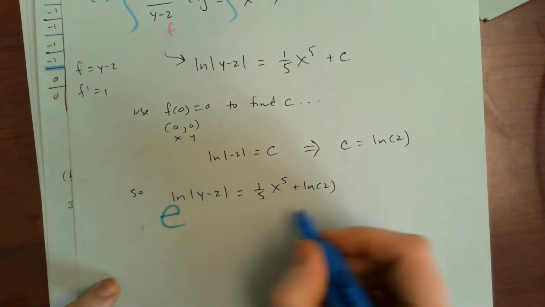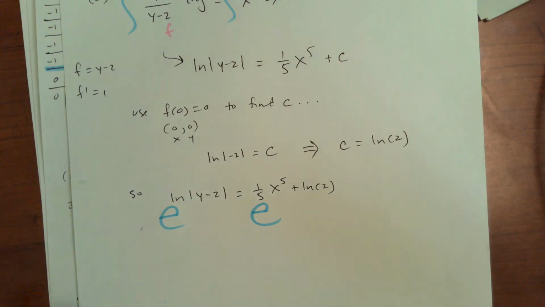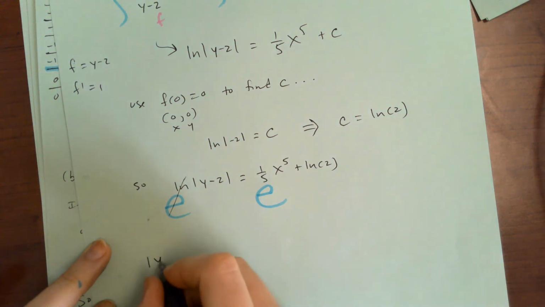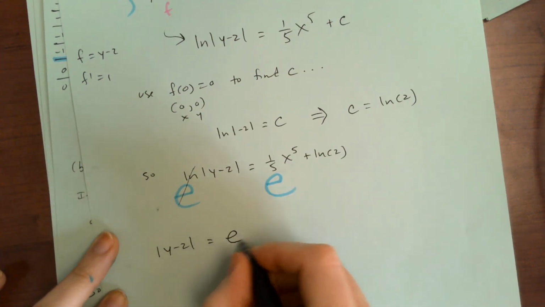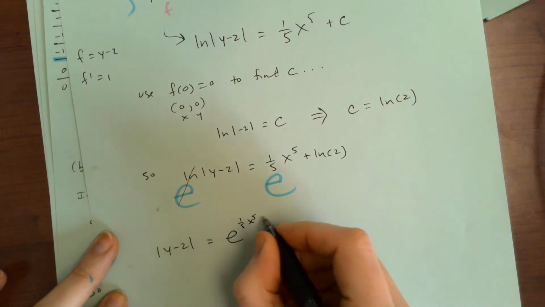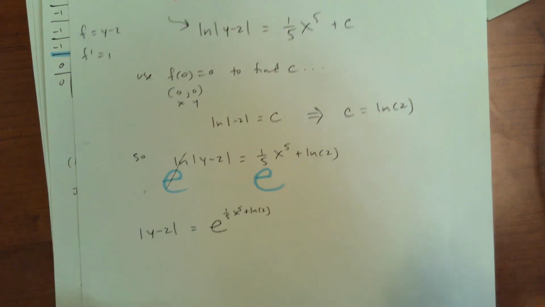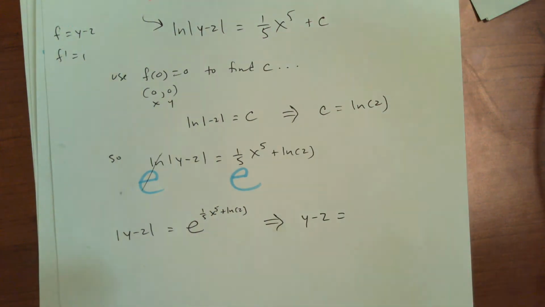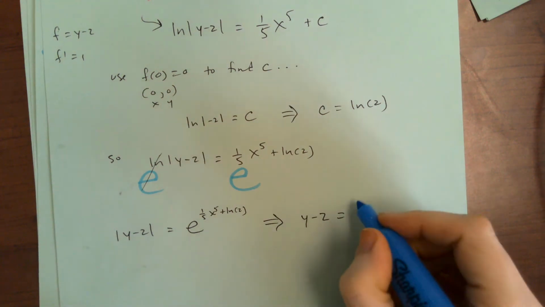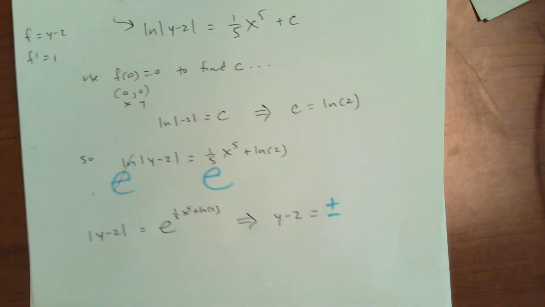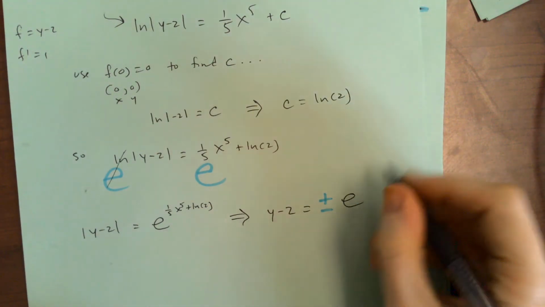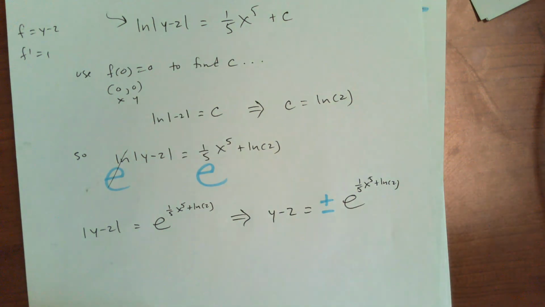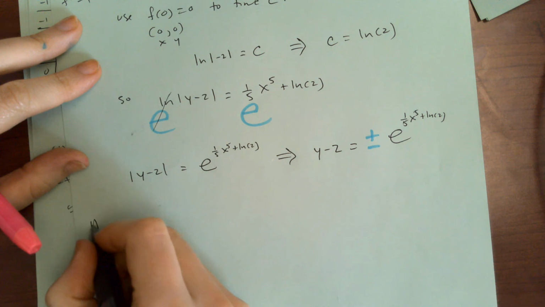Then I'm going to put a base of e on both sides, so those will cancel. And then we get the absolute value of y minus 2 is e to the (1/5 x to the 5th plus natural log of 2). Then if I want to drop the absolute values, I just need to consider the plus and the minus case. Okay.